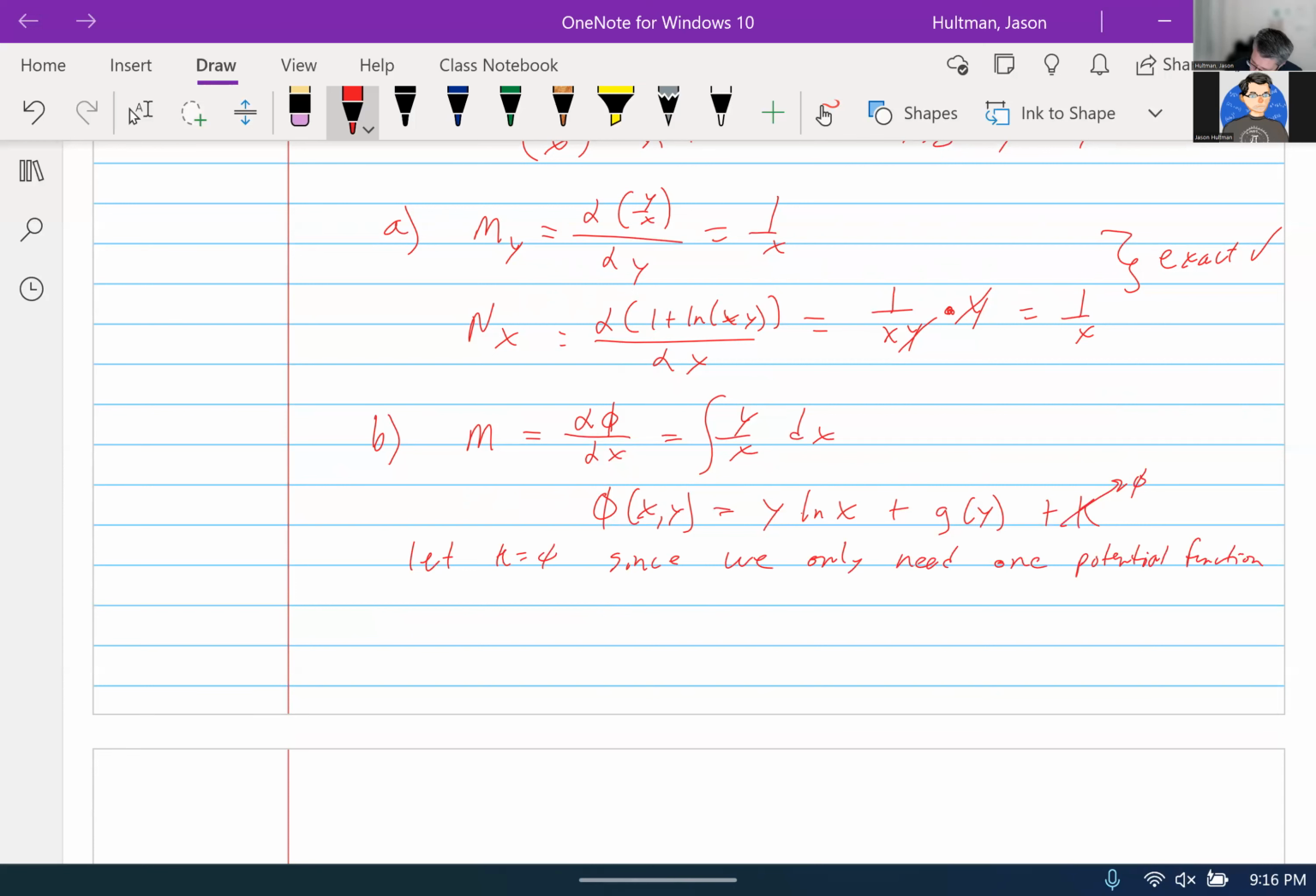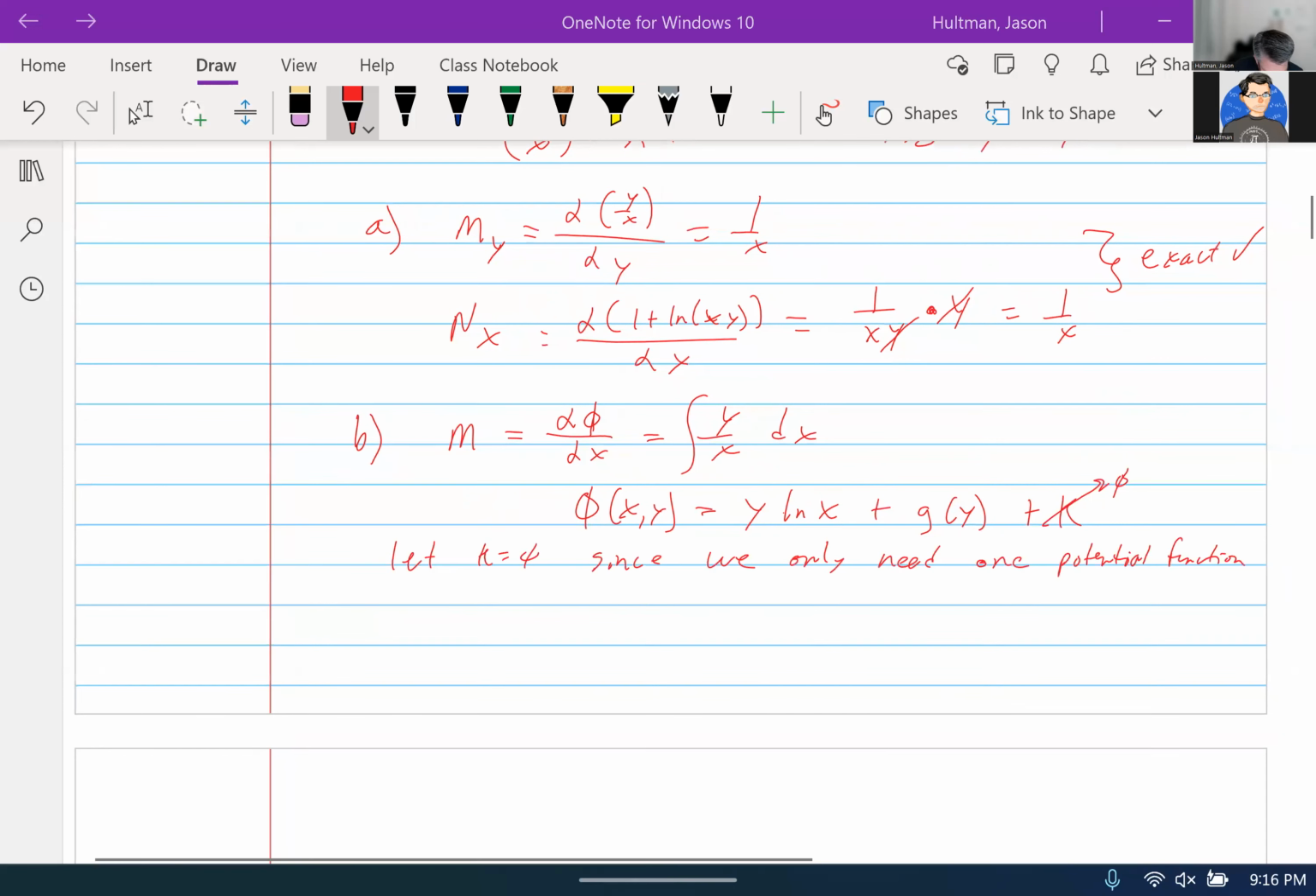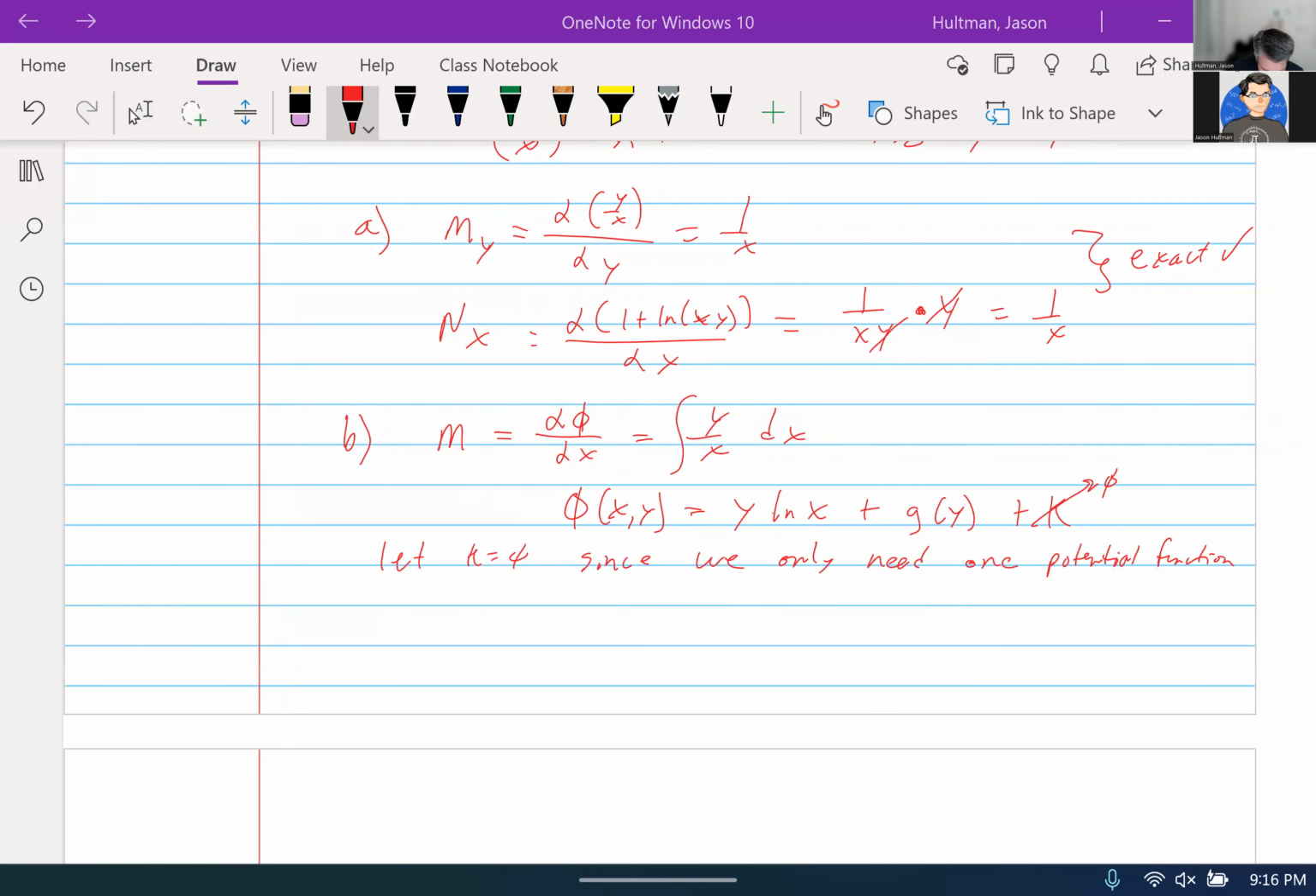Okay. So now let's look at n. n is equal to the partial of phi with respect to y. And that was equal to 1 plus natural log of xy.